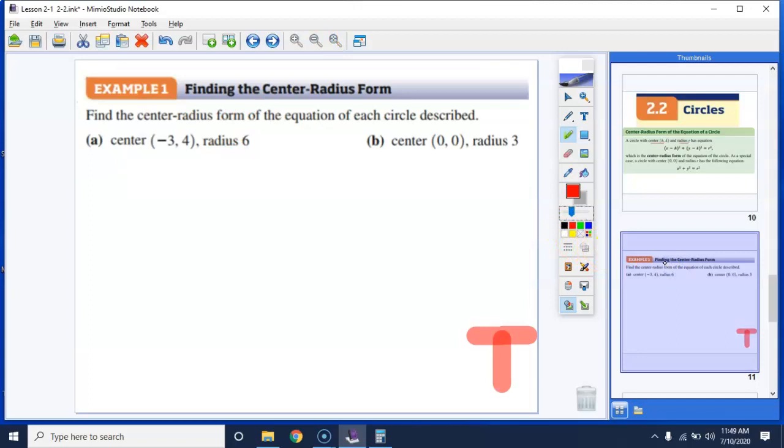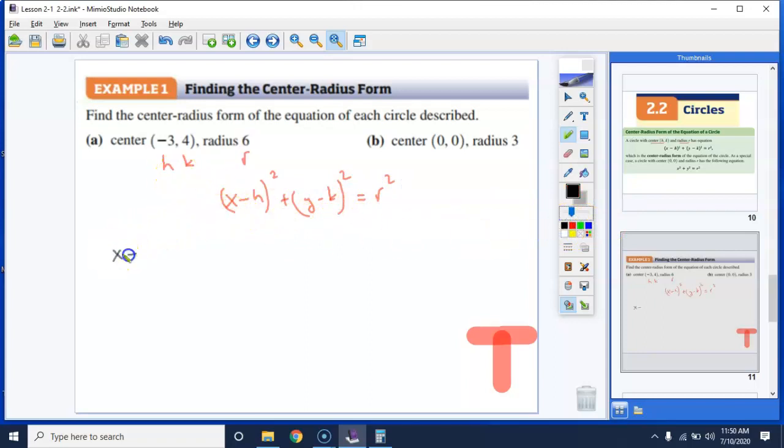The first part of this lesson is that we're going to find the center-radius form of the equation of each circle. Again, as you remember, the center is (h, k), so this one should be h, this one should be k, and this one should be r. Radius is r. What was my formula? My formula was (x minus h) squared plus (y minus k) squared equals r squared. All you have to do is plug in here, nothing else.